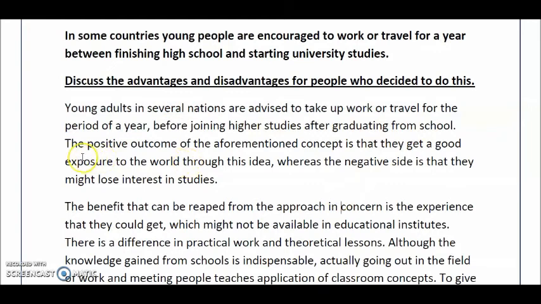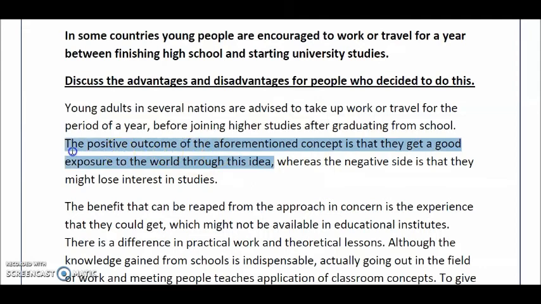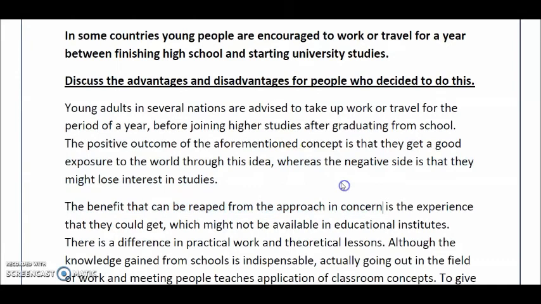Then our second sentence, the positive outcome of the aforementioned concept is that they get a good exposure to the world through this idea. Again, this is an independent clause, whereas the second part is a dependent clause. Whereas the negative side is that they might lose interest in studies. Whereas is used to show contrast, and in this case it is also acting as a subordinate conjunction, forming a subordinate clause.